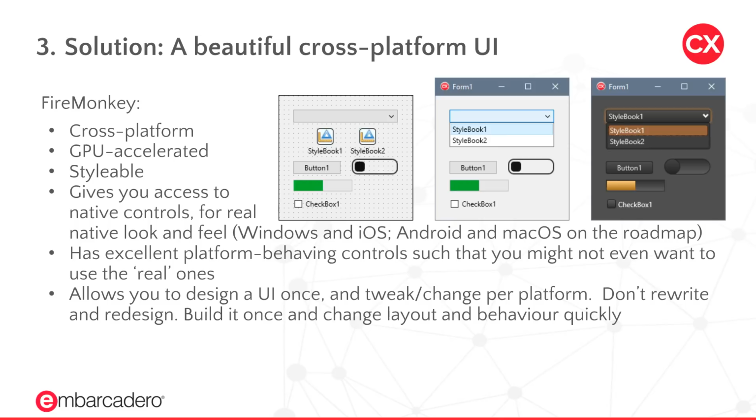FireMonkey also allows you to design a UI once and then tweak or change per platform. So you might think, for example, that if you want a desktop app and a mobile phone app, then you need to design the UI twice, because those are two very different devices. With FireMonkey, you don't have to. You can design your UI once and you can hook up all the controls and events and have your UI and logic layers. And then you can tweak or change per platform. This is a little like subclassing per platform.